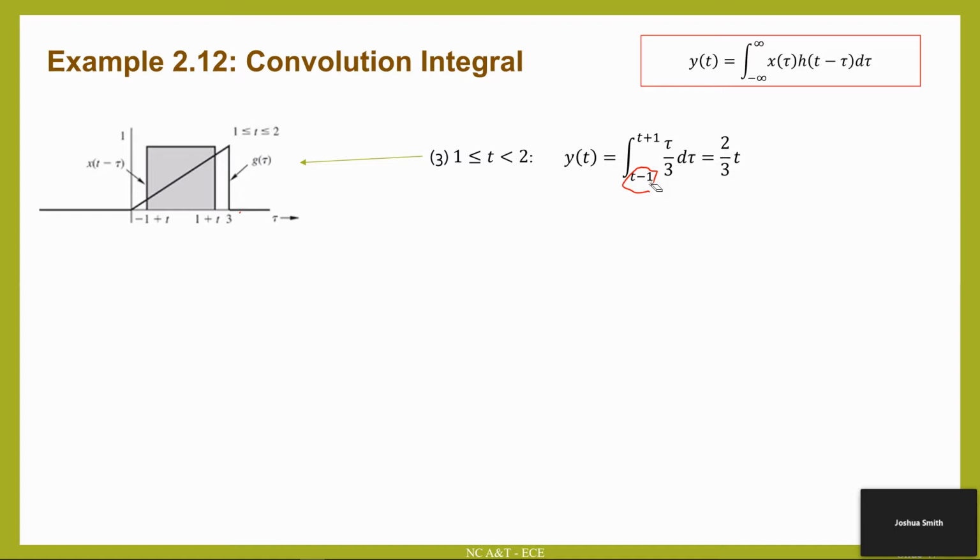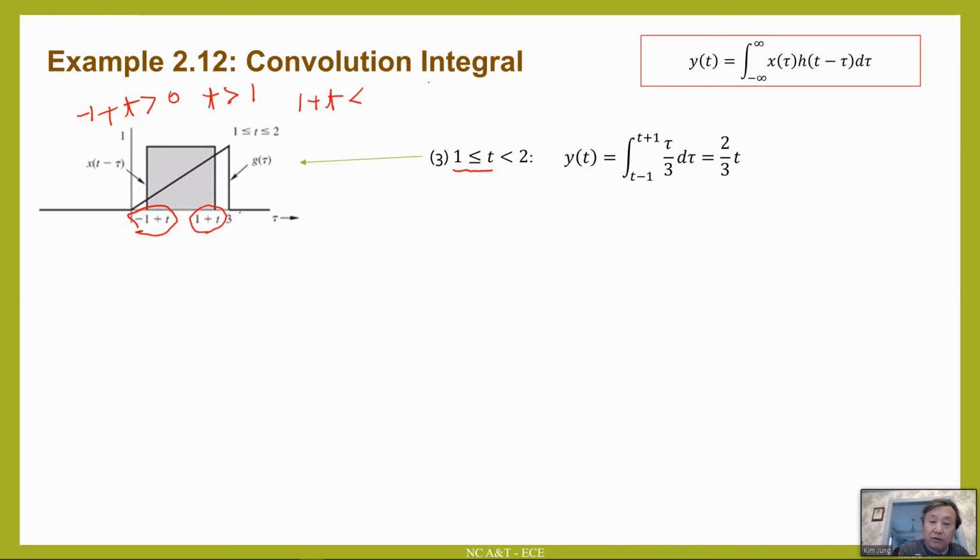Okay, so this one must be greater than 0. So -1 plus t is greater than 0, so t is greater than 1, which is this guy here. And then this part is less than 3, so 1 plus t is less than 3. So t is less than 2. This is this part.